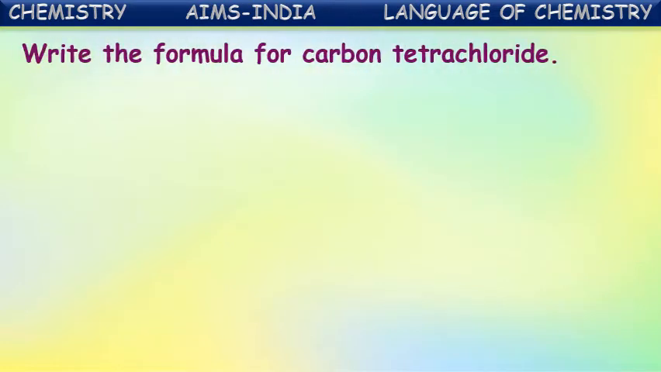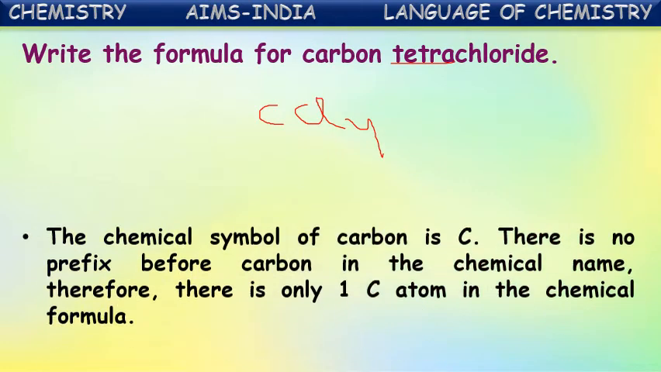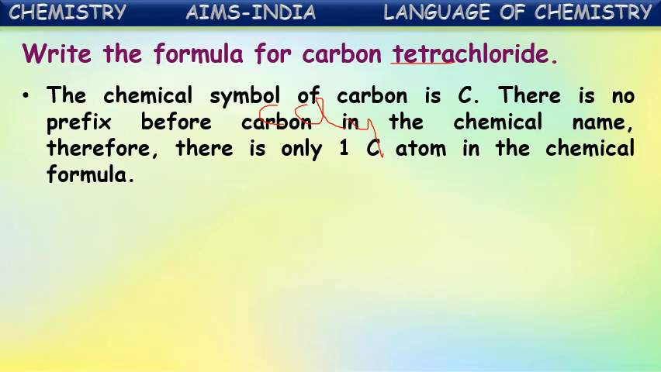See, next, write the formula for carbon tetrachloride. Carbon, simple, carbon means C. Chloride means Cl, but what they said, tetra means 4. So the compound formula is CCl4. See here, the chemical symbol of carbon is C. There is no prefix before carbon in the chemical name.